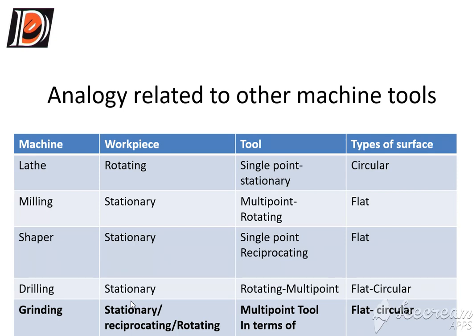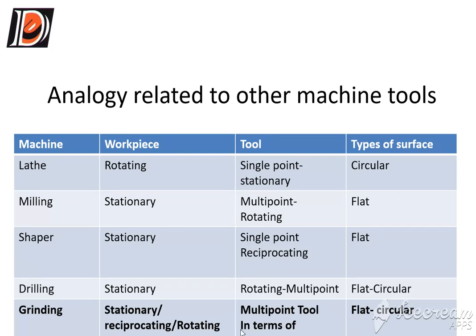material, but here the workpiece might be stationary, it might be reciprocating, or it might be rotating. The reason is that grinding is the last operation performed on the workpiece, meaning that after the grinding operation, the component generally goes either for assembly or for other finishing operations. No further machining process will be carried out after this grinding operation.